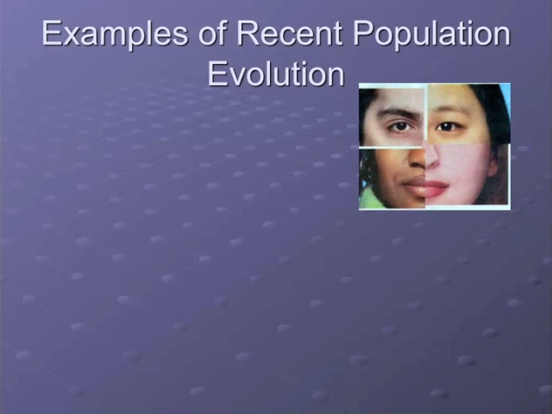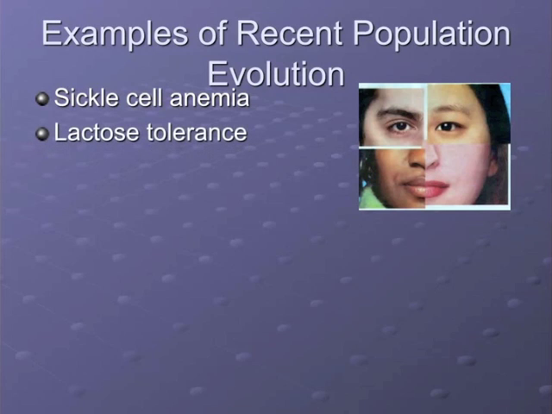And lastly, to look at examples of recent population evolution, we have sickle cell anemia. Sickle cell anemia is a genetic disorder that is usually problematic, but it also wards off malaria. So sickle cell anemia becomes huge in malaria-ridden countries because you don't get malaria. You can survive with sickle cell anemia, you can't survive with malaria. So everyone that has sickle cell anemia doesn't get malaria and die, and then passes on that sickle cell anemia gene.